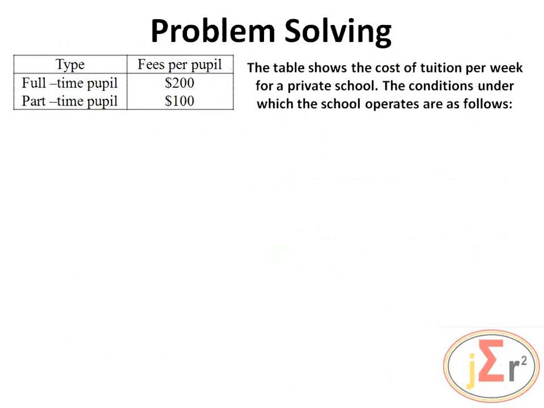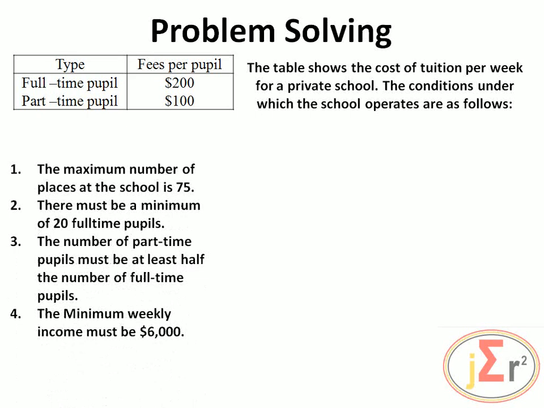So we have our first problem to solve. The table shows the cost of tuition per week for a private school. The conditions under which a school operates are as follows. The maximum number of places at the school is 75. There must be a minimum of 20 full-time pupils. The number of part-time pupils must be at least half the number of full-time pupils. The minimum weekly income must be $6,000.